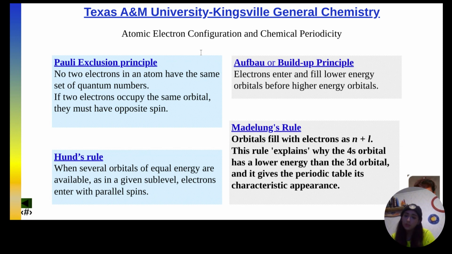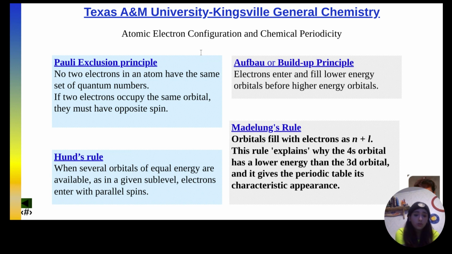As said previously, if two electrons occupy the same orbital, they must have an opposite spin. For Hund's rule, when several orbitals of an equal energy are available, as given in a sublevel, electrons enter with parallel spins. For the Aufbau, or build-up principle, electrons enter and fill lower energy orbitals before higher energy orbitals. So lower is going to get done before the higher.